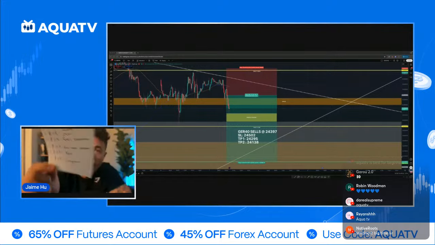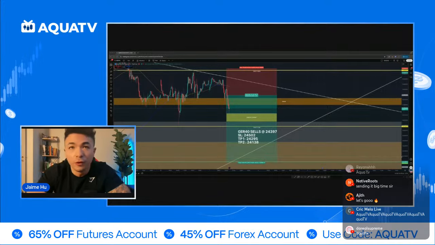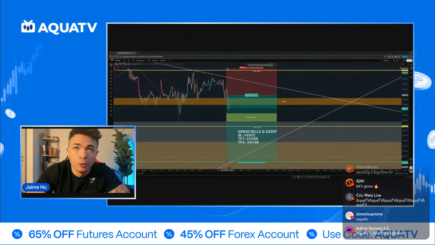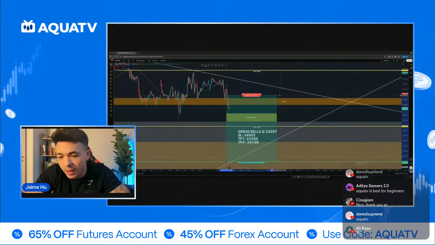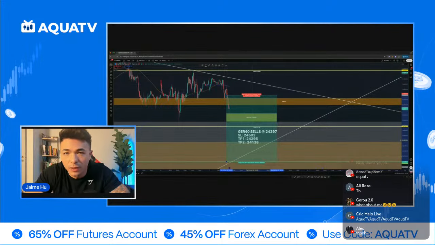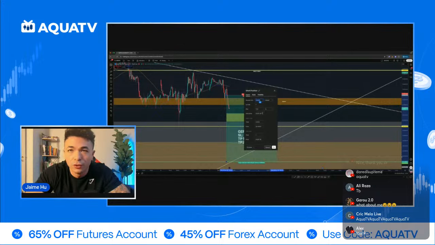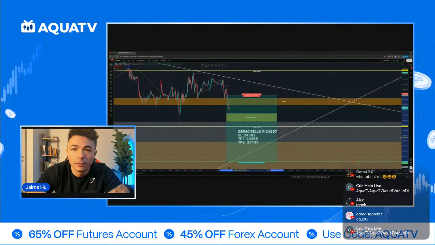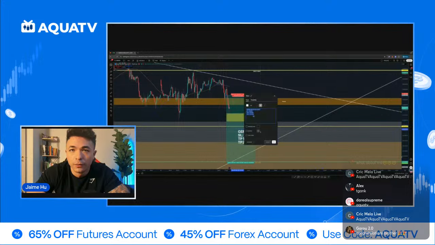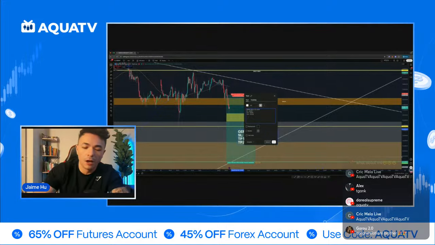And then with regards to German 40, just move your stop loss to entry. So I want you guys to move your stop loss to entry. What that means is the original stop loss was at 24502. Now it is in profit. SL to entry.